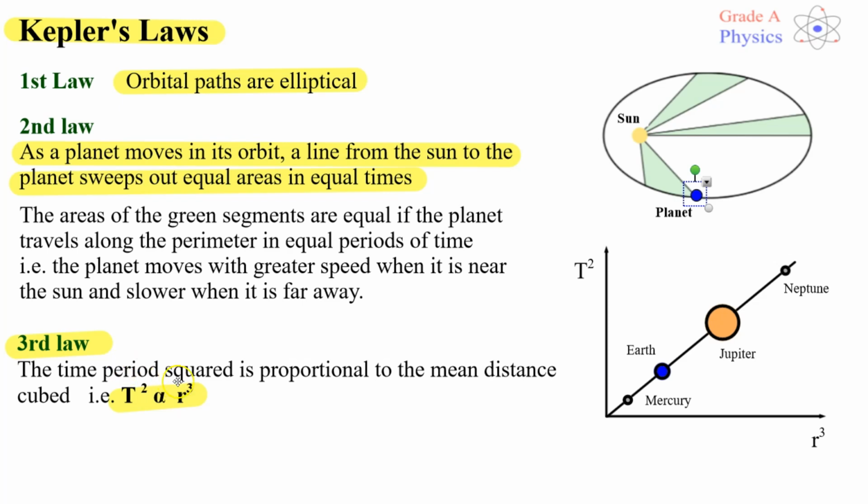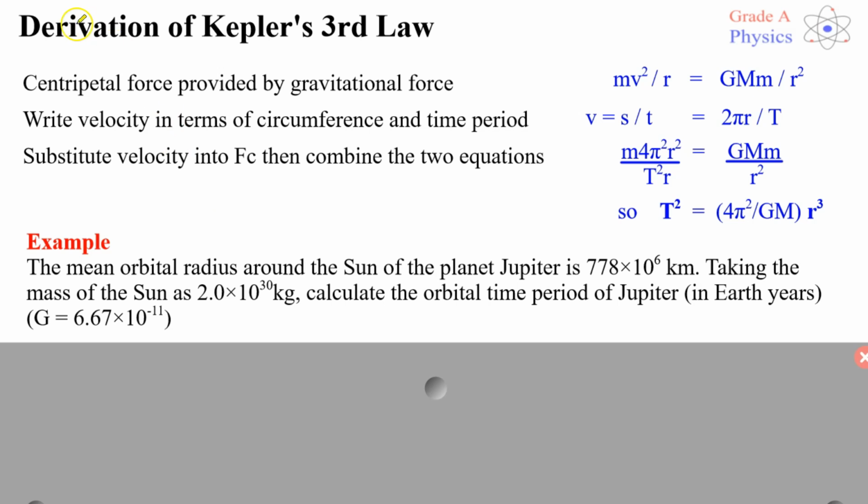The third law, and this is the one we're going to focus in on, is that the time period squared is proportional to the mean distance cubed. So we can write this as T squared is proportional to r cubed. What that means is, if we look at all the planets in the solar system, I've just got 4 here, and we consider their time period squared and their distance from the center of the sun cubed, then we get a proportional relationship. That's a straight line through the origin. Most exam boards will expect you to derive this expression and actually derive the formula.